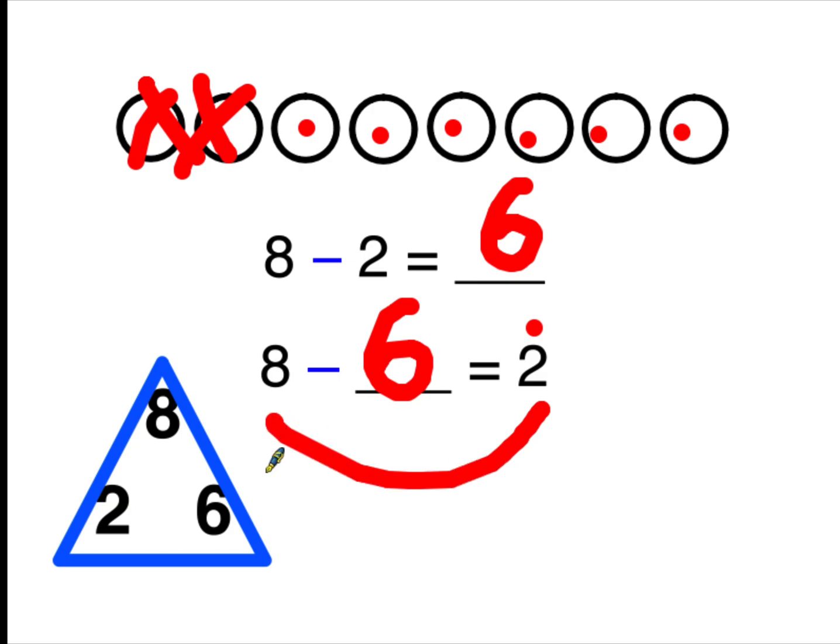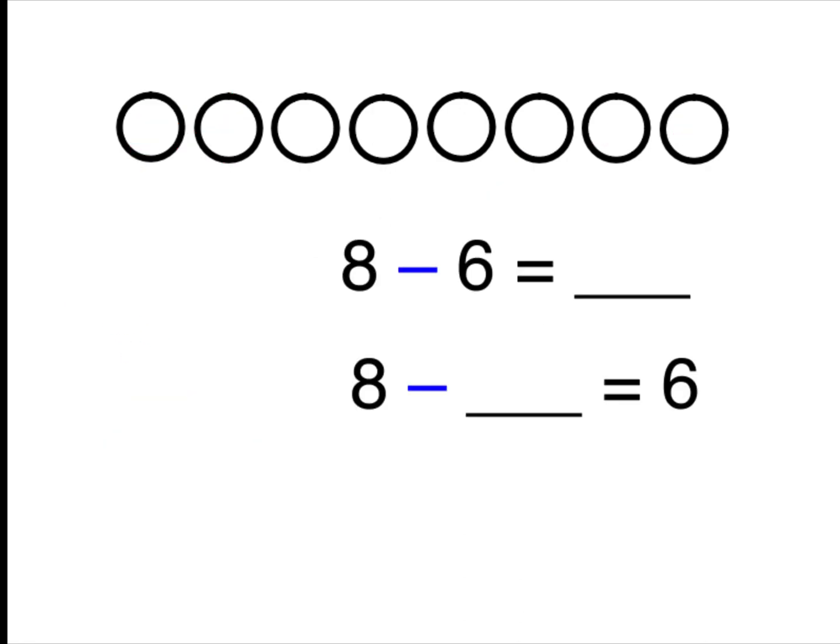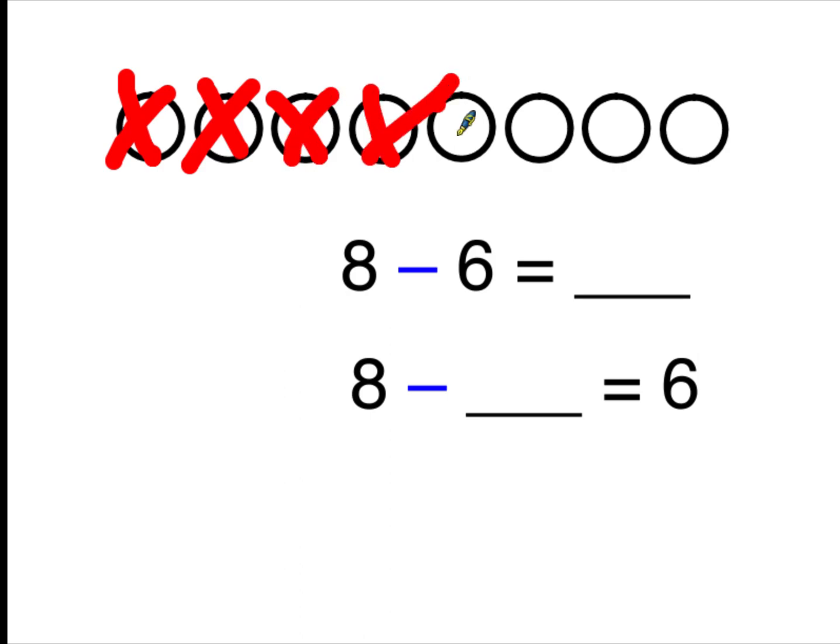You can count from the 2 to the 8. 2, 3, 4, 5, 6, 7, 8. And you should have 6 fingers sticking up. Or you should know that these 3 numbers go together. 8 take away 6. You can make circles. 2, 3, 4, 5, 6. We have 2 left over.